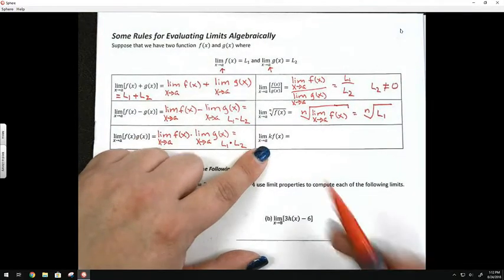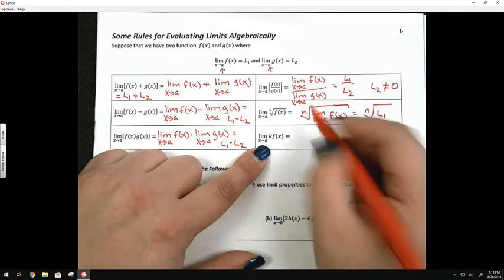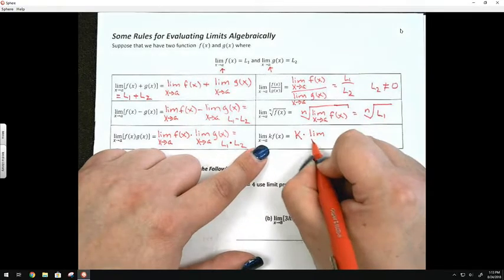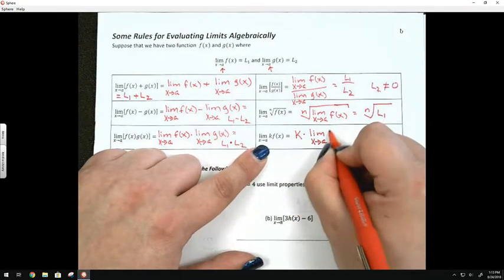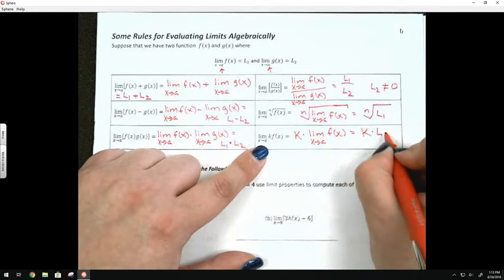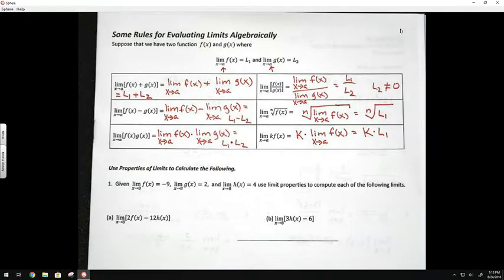And then when we've got k, this constant in here, we can actually pop that out also. So we can make it k times the limit as x approaches a of f of x, which really just means it's k times L1. All right, I know that's a lot of letters. It's a lot of really weird stuff.